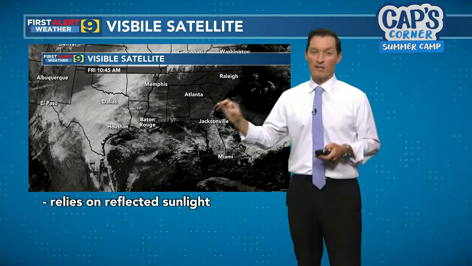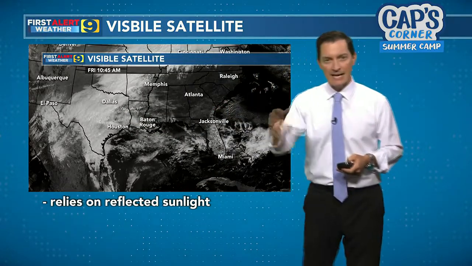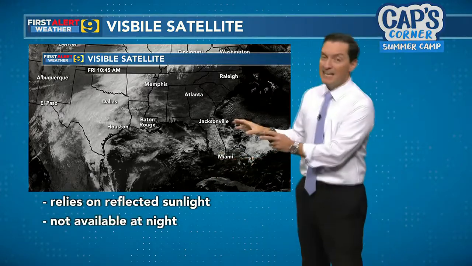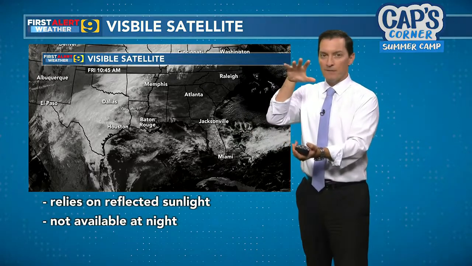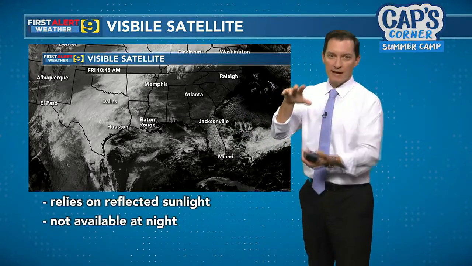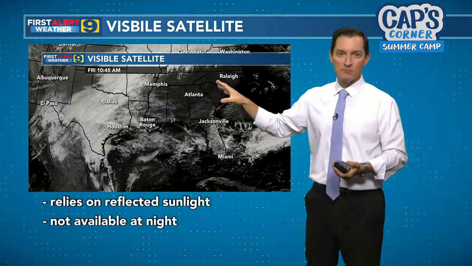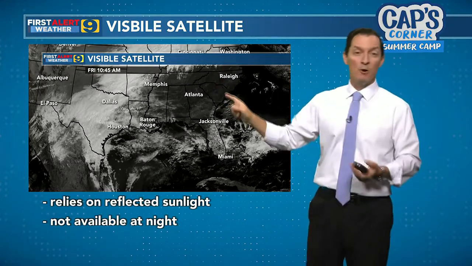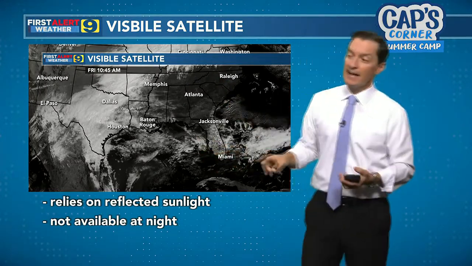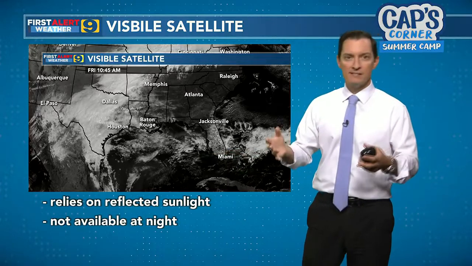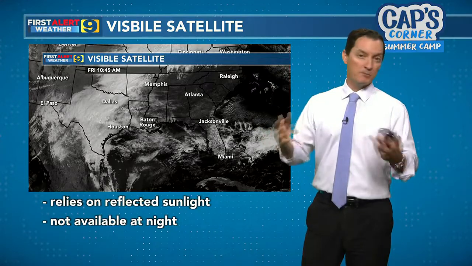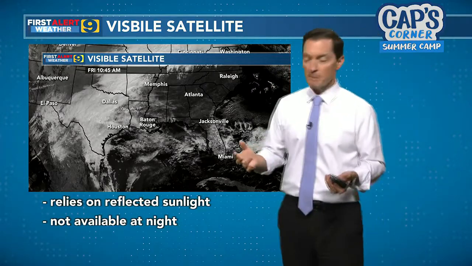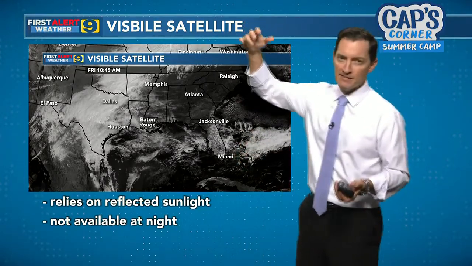Now, what's real important to know about visible satellite is that it relies on reflected sunlight. So that means since we need sunlight reflected off of the clouds in order to see those clouds, we can't use visible satellite imagery at night. We can only use this during the day. And even around sunrise and sunset, when the sun is low on the horizon, visible satellites are not very usable either.